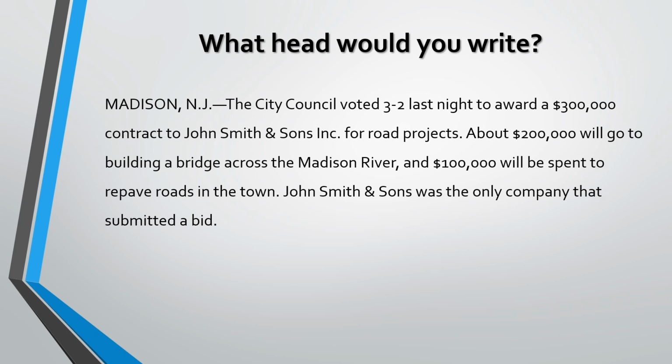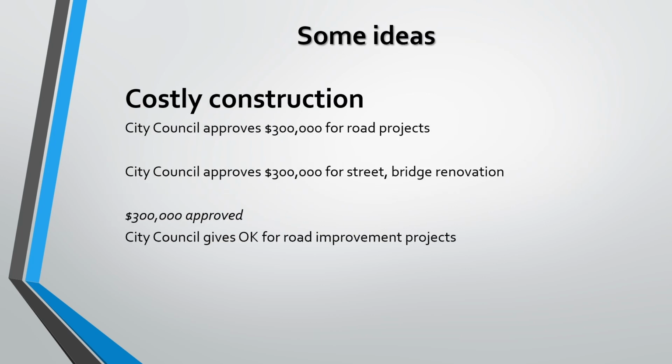The key news driver in this story is that the City Council approved a $300,000 contract for road projects. You have to assume that no one knows who John Smith and Sons are, or does it really matter if they only submitted a bid unless it comes out later in the story. But here's some possible headlines you could put on this story. The first headline is a hammer. Simply says costly construction, with the printout City Council approves $300,000 for road projects.